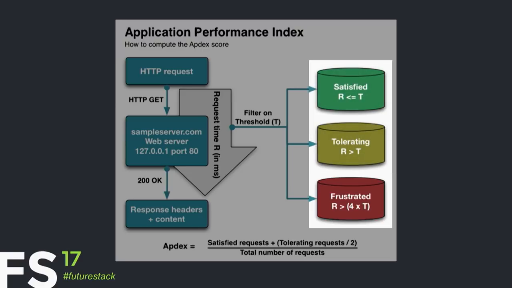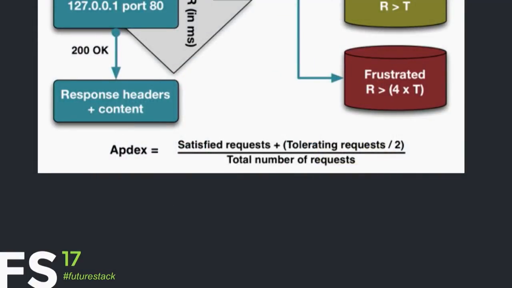Once we've got all the data, we use this equation to calculate APDEX: all the satisfied requests plus half of the tolerating requests, over the total number of requests in any given time. So the best APDEX score will be 1. And as it drops below 0.8 or 0.5, that's where we start triggering alerts and traces.